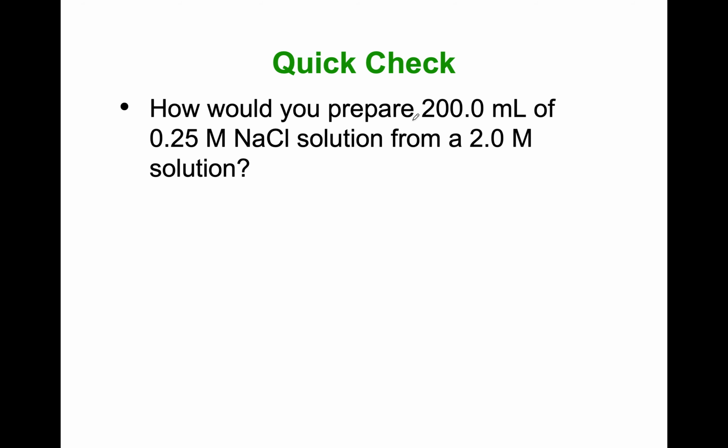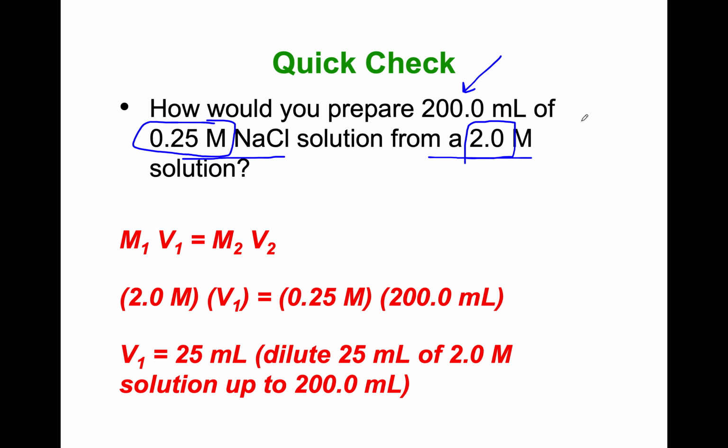Okay, so how would you prepare a 200 mL solution of 0.25 molar sodium chloride? And it's from a 2 molar sodium chloride solution. So right away, recognizing that, this is a dilution. You're going from a high concentration, 2.0, to a 0.25. So if you know the dilution equation, then the main thing is just figuring out where does this volume go. Does that go with the 0.25 or the 2? Keep that straight, and then you can solve for the volume, in this case 25 mL.